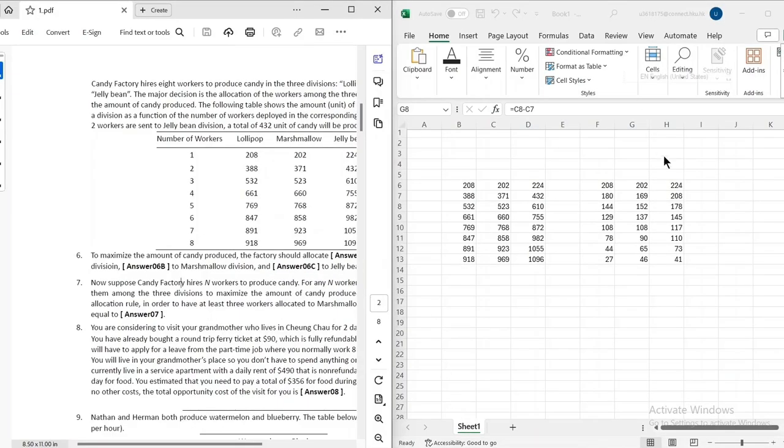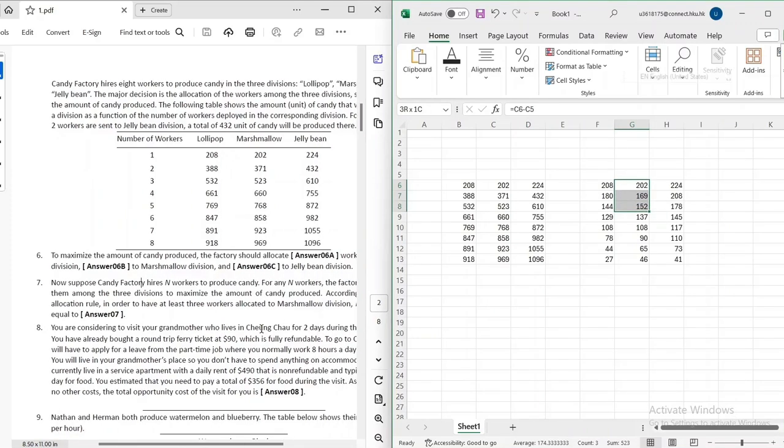Okay, so you can see in the previous question as well, we allocated 3 people to the marshmallow, right? So in order to allocate at least 3 people to the marshmallow, we need 8 people in total, at least, because 152 is the lowest. You can see among them 152 is the lowest, and we stopped here. So to allocate 3 people to marshmallow, we need 8 people in total. The answer is 8.